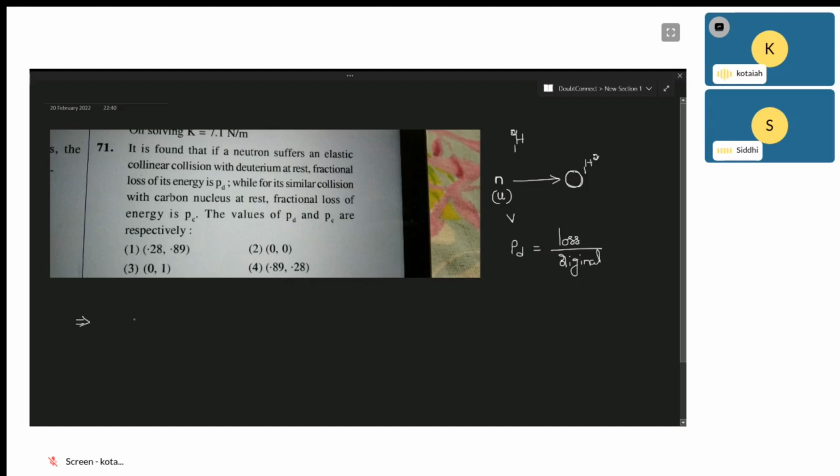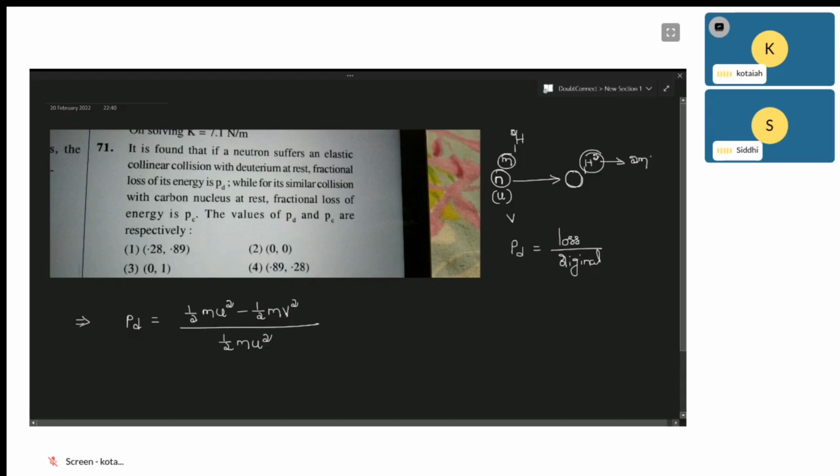So I can write PD is equal to loss means initial minus final, so half m u square minus half m v square, by half m u square. Now I am assuming mass of the neutron is m. Mass of the neutron is m means mass of the deuterium will be 2m. Deuterium will have one proton and one neutron, so 2m. So here you will get u square minus v square by u square.